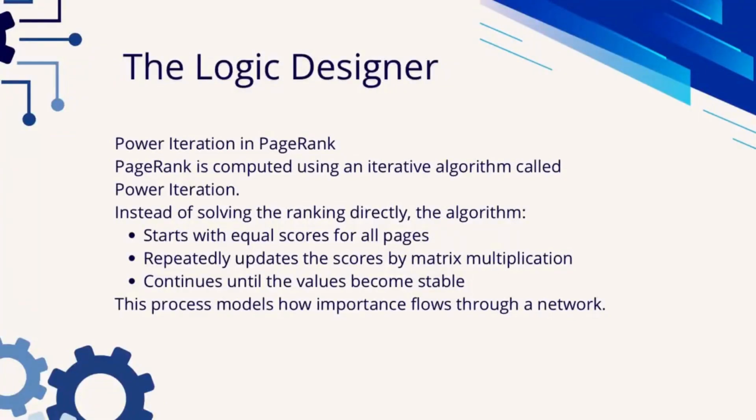In this section, I will focus on the logic behind PageRank, especially how it's computed using an iterative method called power iteration. Instead of solving the ranking directly, PageRank starts by assigning equal importance to all pages. Then, the algorithm repeatedly updates the scores through matrix multiplication until the values become stable. The process models how importance flows through a network over time.